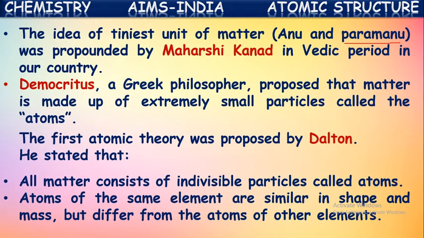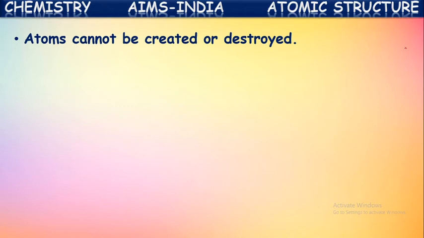Okay. The next proposal given by John Dalton is that atoms cannot be created or destroyed. Yes, atoms are the smallest particles of every matter, which cannot be divided, and they cannot be created or destroyed. Simply to say, atoms can neither be created nor be destroyed.